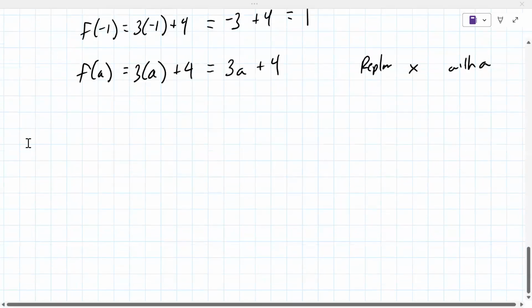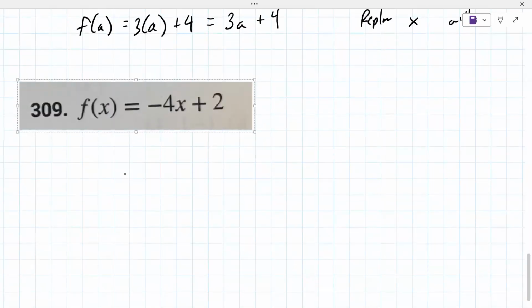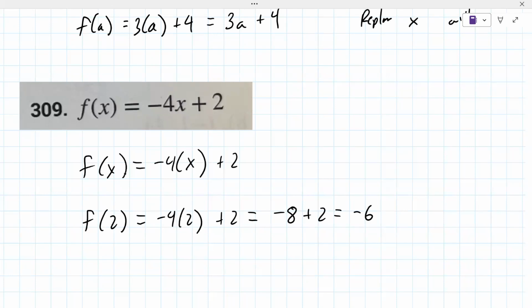Not much different on this one. We should do one with a square, maybe that'll be coming up here. But again, I would recommend writing it so that the variable is in parentheses, just the variable, nothing else. So then when you find f of 2, this is -4 times 2 plus 2, -8 plus 2, which is -6. That negative in parentheses really matters more for this one. Get your signs right.